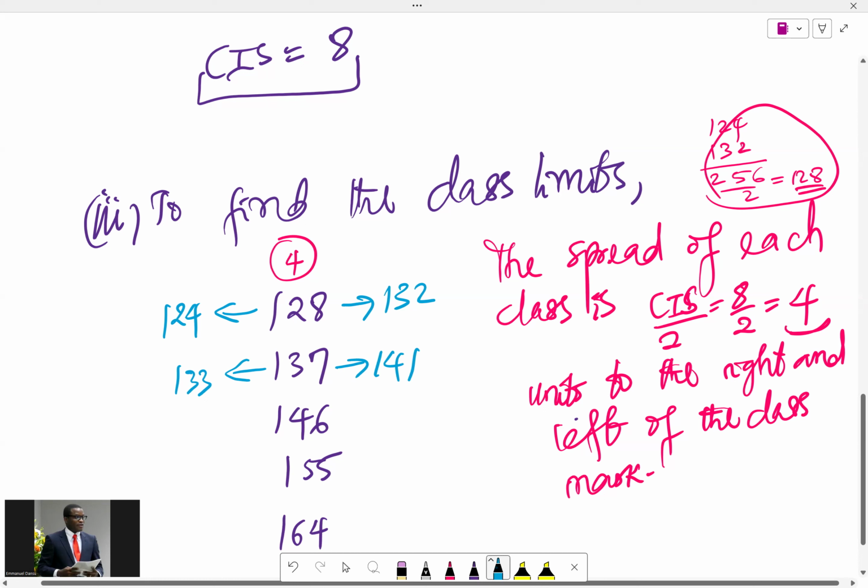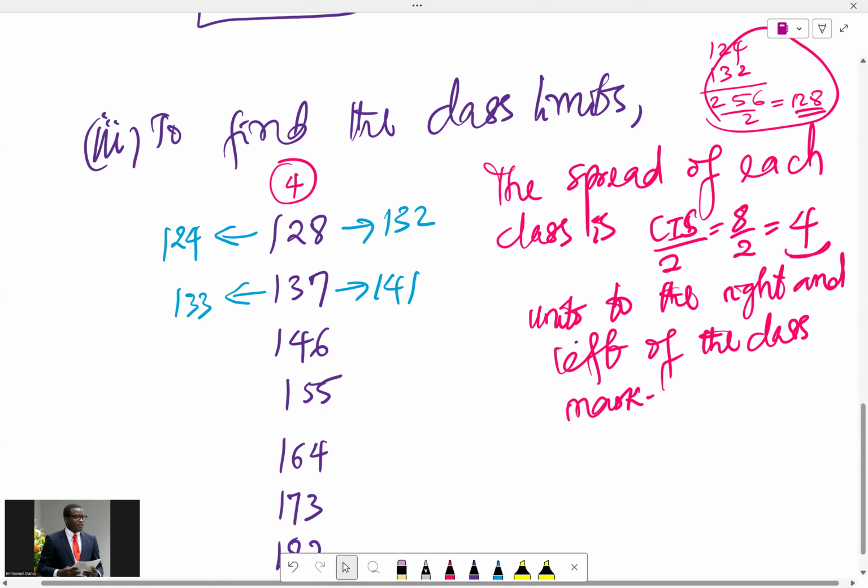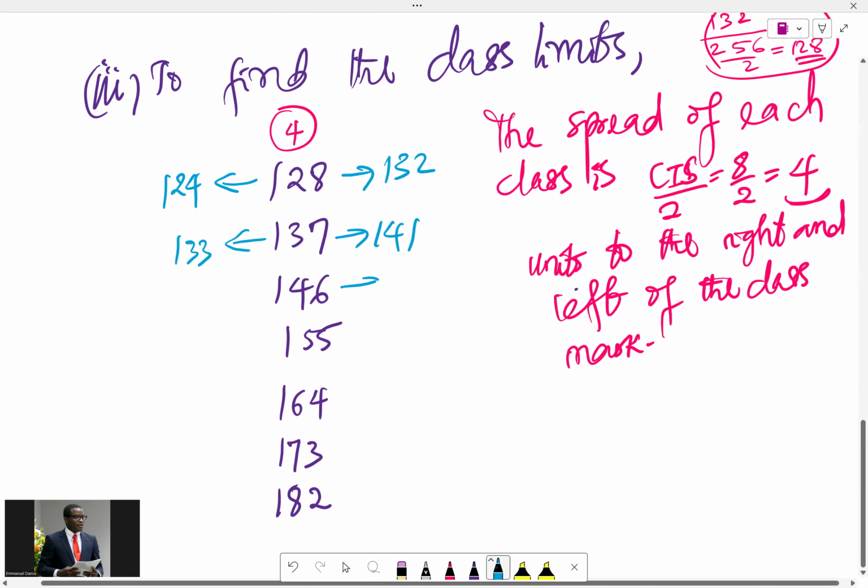Because if you add 133 plus 141, that'll be 264. Right? That's actually 274. And that's 137 if you add the 2 and divide by 2. So this is minus 4 and this is plus 4, and that's what we are doing all the way down. So this minus 4, you get 142, plus 4, you get 150. Then this minus 4, you get 151. This plus 4, you get 159.